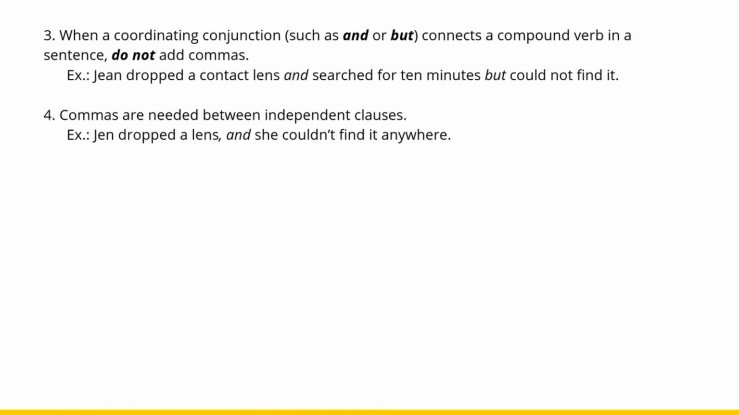So here we are going to discuss an exception where we do not use commas even though we have conjunctions. For example, when a coordinating conjunction such as "and" or "but" (you guys remember your FANBOYS) connects a compound verb in a sentence, in that case you do not add commas. Here we have an example: Jen dropped the contact lens and searched for 10 minutes but couldn't find it. You see how we have these conjunctions, "and" and "but", and we do not use any comma.